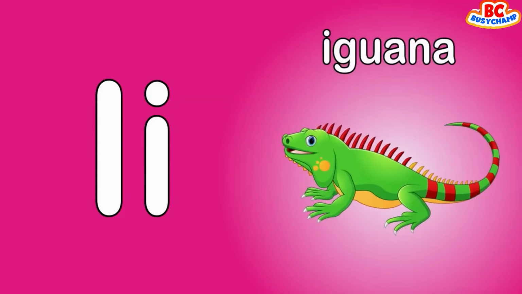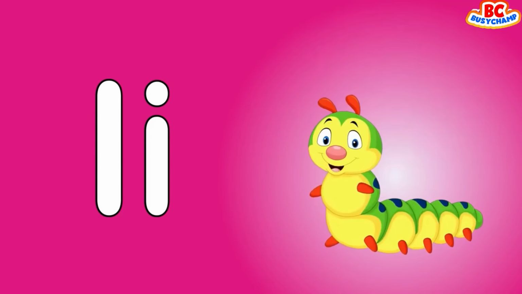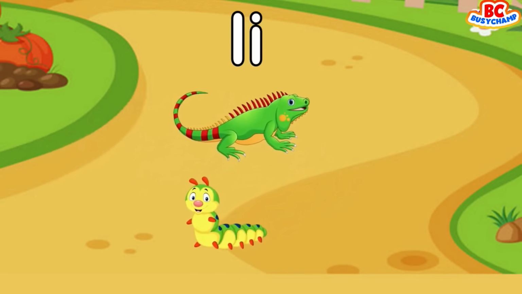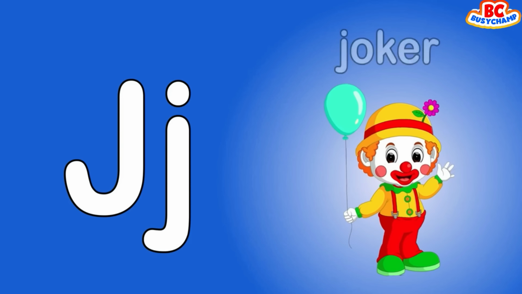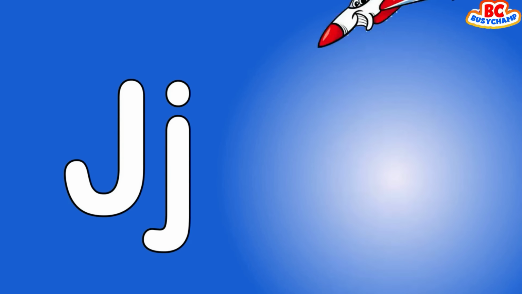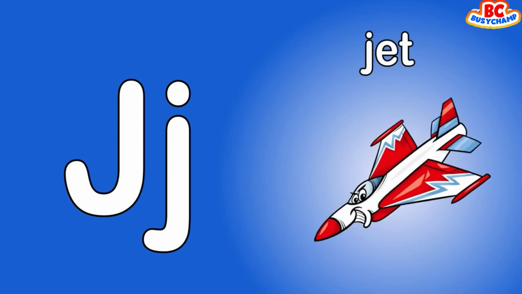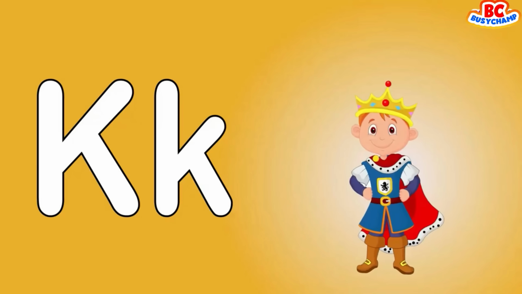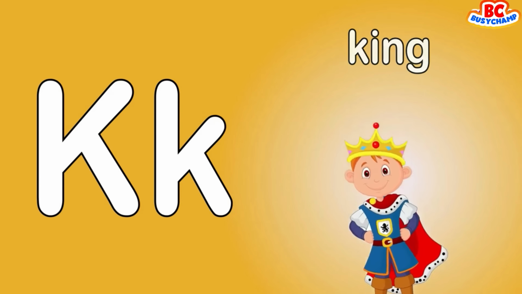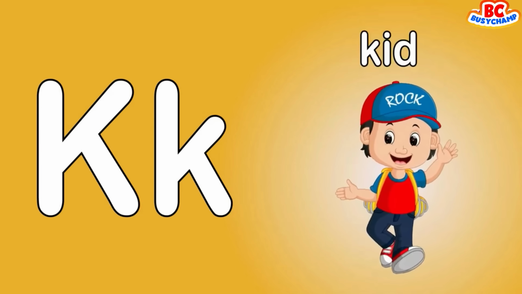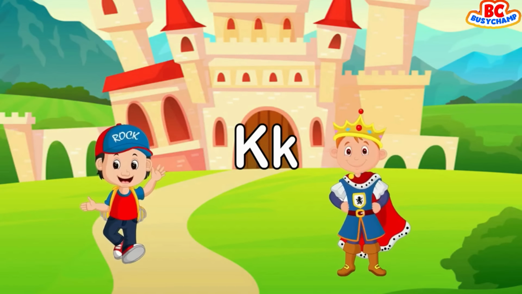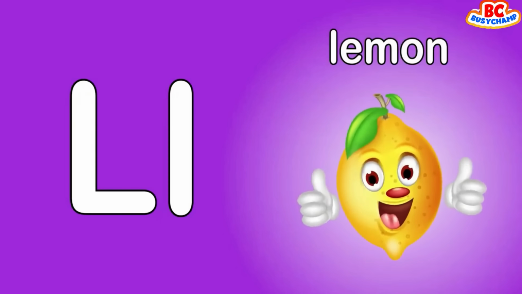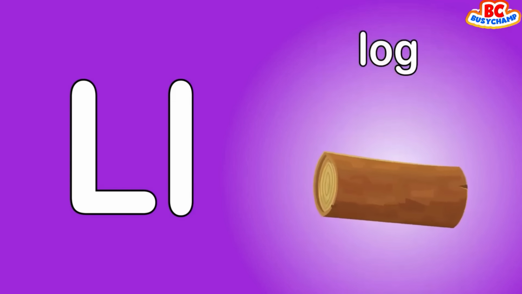I iguana, e iguana. I insect, e insect. J joker, j joker. J jet, j jet. K king, k king. K kid, k kid. L lemon, lemon. L log, log.